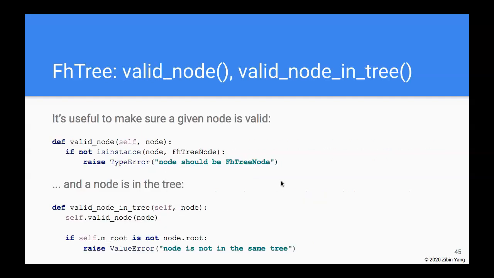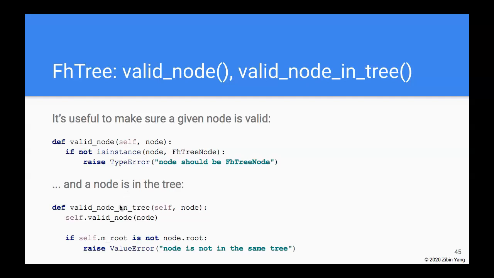Next, we'll talk about a couple of validation methods implemented for the FhTree class. The first such method is called valid node. It's useful to validate that a given object is indeed a node. If the object is not an instance of the tree node, then it raises a type error.